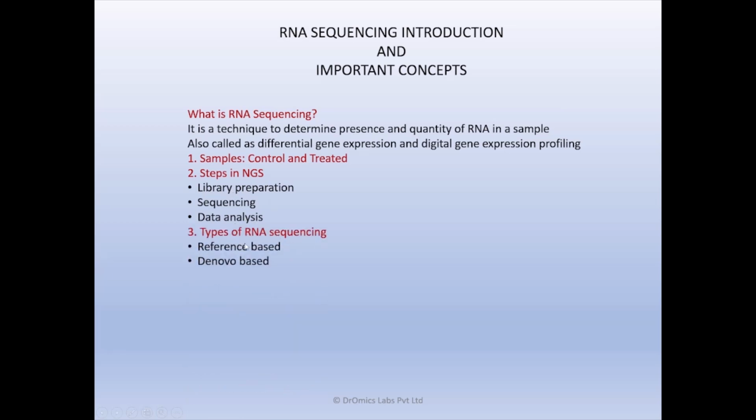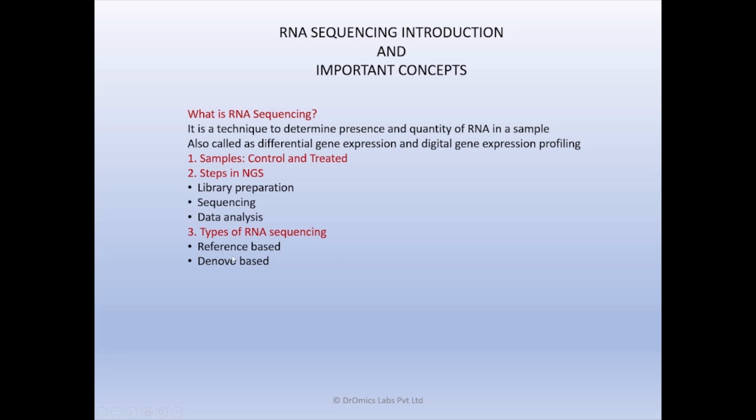So now next is types of RNA sequencing. Here we have two types of RNA sequencing: reference based and de novo based. In the reference based, the reference genome for that organism is already available in different databases, with their annotation files also. And in the de novo based, as the name itself says, it's de novo. If you have any novel organism, you won't get any information in any databases. Okay.